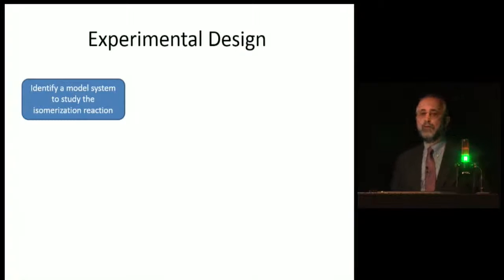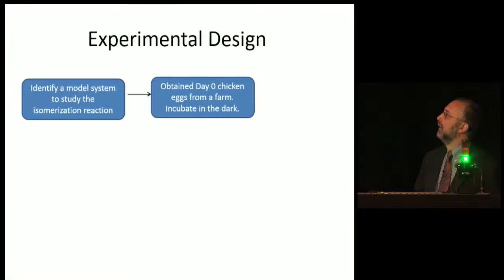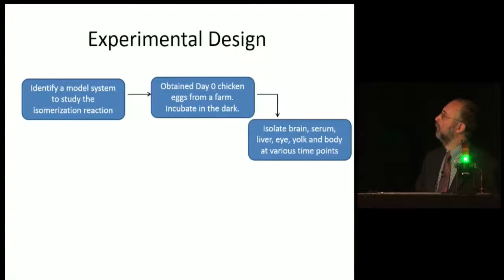So in the experimental design that I'm going to be talking about today, we have identified the model system, and we obtained a set of eggs, quite a few eggs, from a chicken farm in Idaho that was essentially a factory chicken farm, a commercial farm. We also did some separate experiments using free-range eggs from Utah farmers, but there were no differences there. And we isolated the brain, the serum, the liver, the eye, the yolk, and the body parts at various times during development, with the goal of trying to learn when and where meso-zeaxanthin is being made.